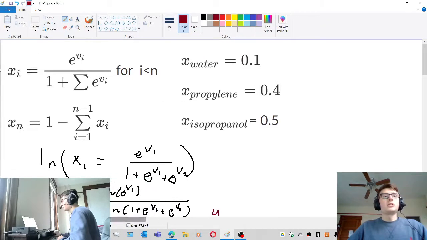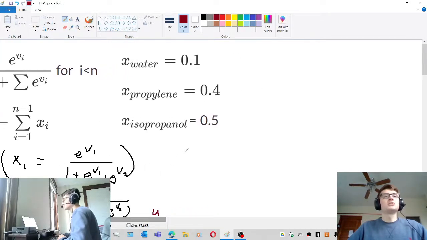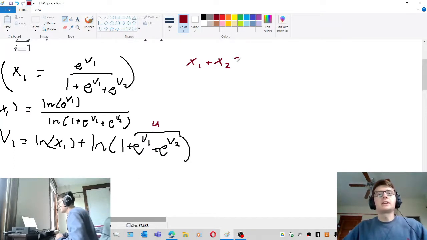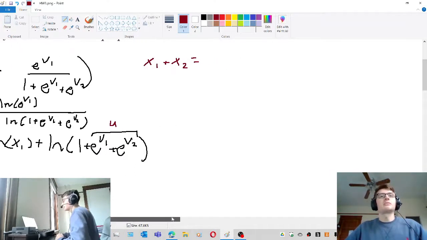Well, we know that xi is this, and that x1 is this. We know there's something similar for x2, so let me combine those two terms. I'll say x1 plus x2, and I'm realizing I should probably be doing it up here. I apologize if any of what I've done has been cut off. I keep forgetting that that's a problem with the way my camera is.